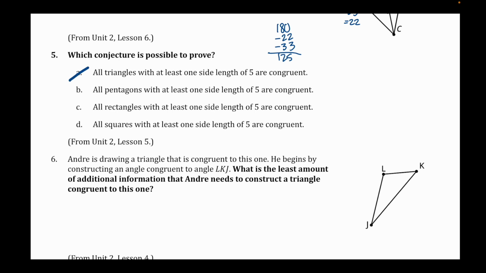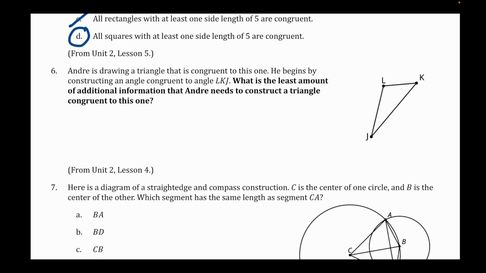All pentagons with at least one side length of 5 are congruent. I think with something that has more sides, I would probably need more pieces of information. So the same would go with rectangles. I don't know what the other side lengths are going to be. If I know one side is 5, well, yeah, the side opposite would be 5, but it could have longer sides or shorter sides for the other pair. D is the only thing that's going to work, and that is because squares have 4 congruent sides. So if one side is 5, they are all 5. So that's the only one we would actually be able to prove.